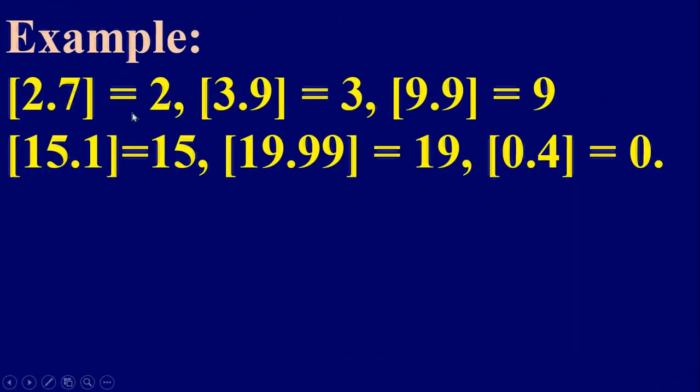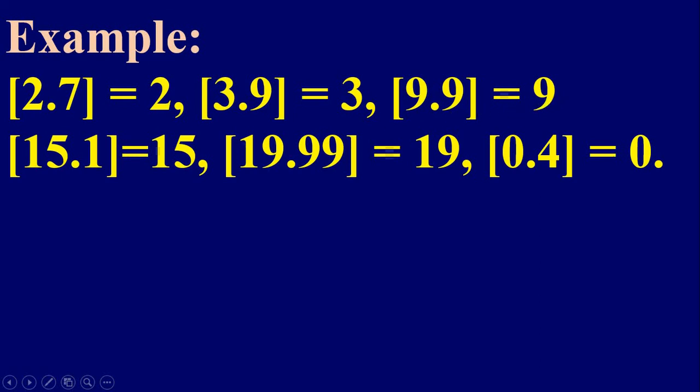We consider some examples. Suppose you consider 2.7. Greatest integer of 2.7: we have to write the greatest integer less than 2.7, so it is 2. Next, the greatest integer function of 3.9: you have to write the greatest integer less than 3.9, and it is 3. Next, the greatest integer function of 9.9 is 9. The greatest integer less than 9.9 is 9.